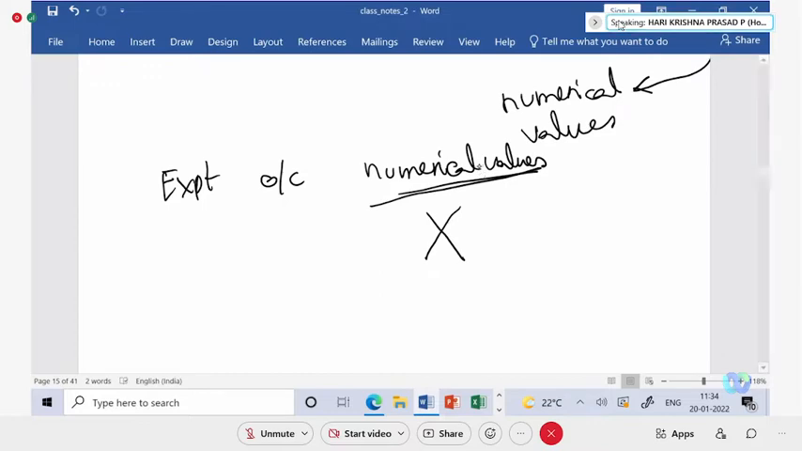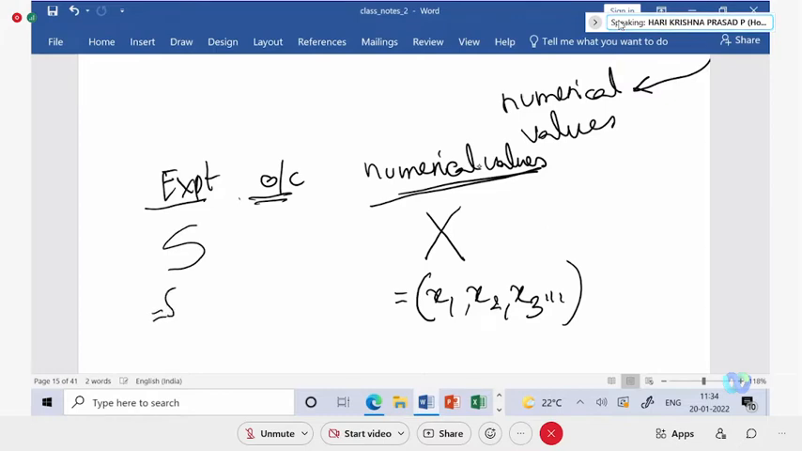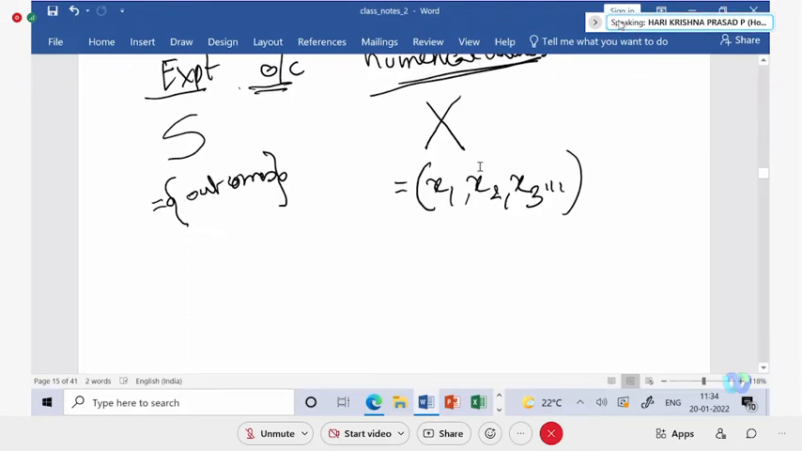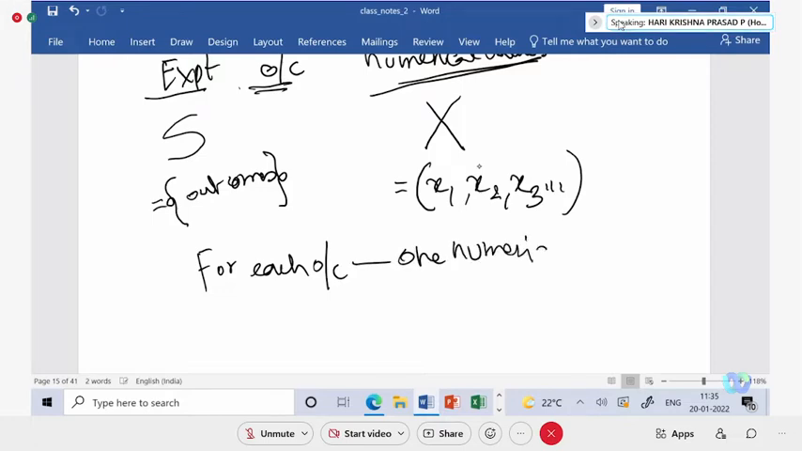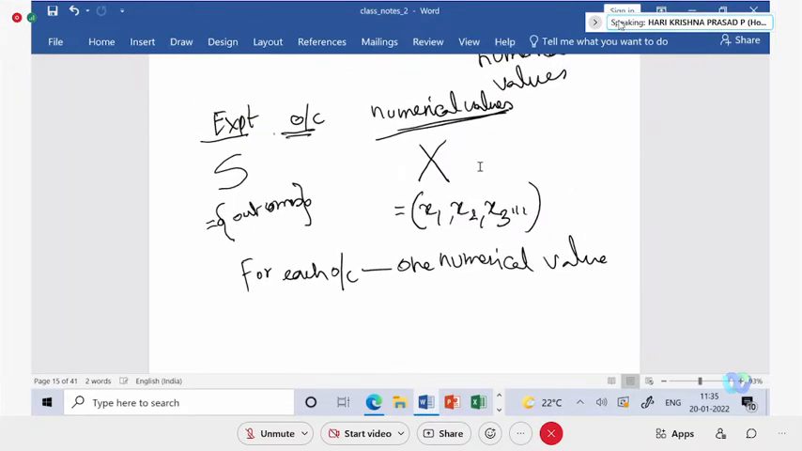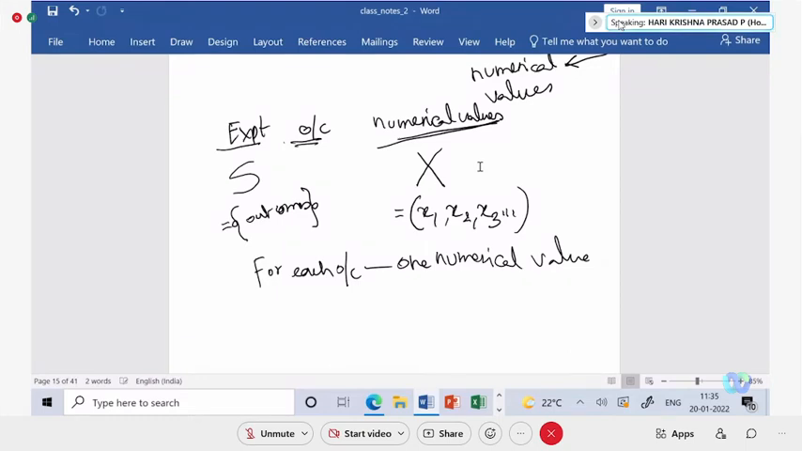So capital X is nothing but a list of so many values. Is it okay? When I perform the experiment, I get outcomes, right? Sample space is nothing but collection of all outcomes, right? So what is the inference? For each outcome, I have one numerical value. Is it fine? For each outcome, I have one numerical value. Okay, let me compress the screen, zoom in, right?